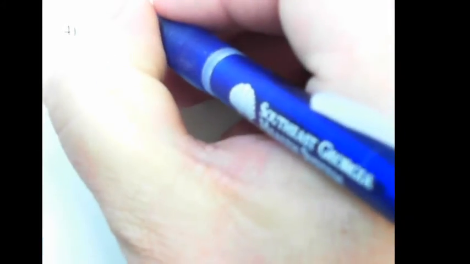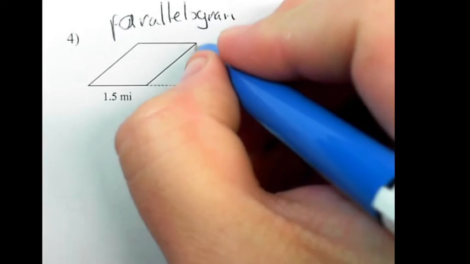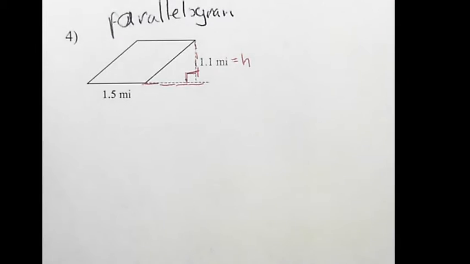Again, we have another parallelogram. And so, again, we have to keep in mind that the area is equal to the base times the altitude height. So the altitude height always forms a 90-degree angle with one of the bases. So this would be my altitude height, and then this would be my base.